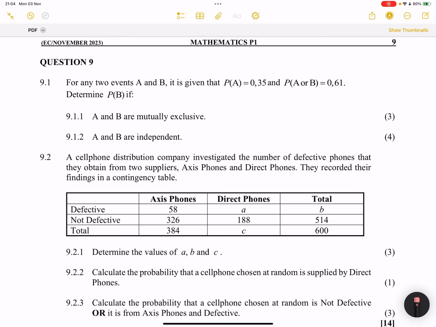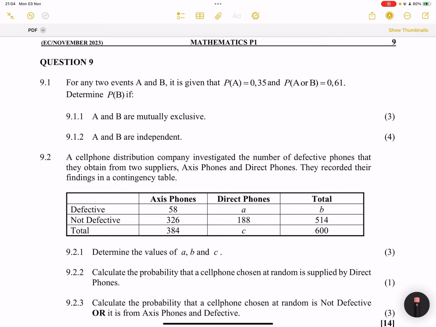Right, but now we look at probability. So they say to us, for any two events, A and B, it is given that the probability of A is 0.35, the probability of A or B is 0.61, and they say determine the probability of B.